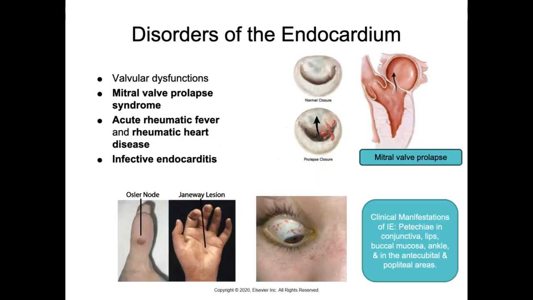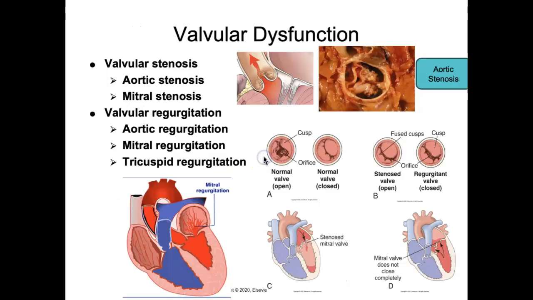Let's venture into the disorders of the endocardium now. So over here we have the endocardium. It's the inner lining of the heart, and the groups of disorders that we have here are valvular dysfunctions, mitral valve prolapse syndrome, acute rheumatic fever and rheumatic heart disease, and infective endocarditis. So let's talk about each one of these, starting with the valvular dysfunction.